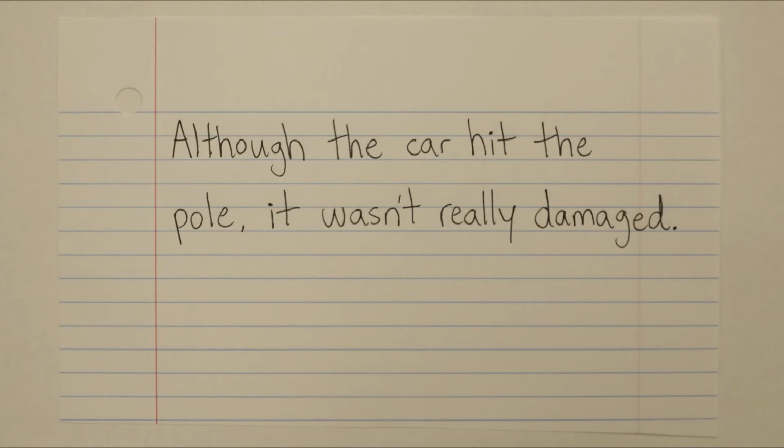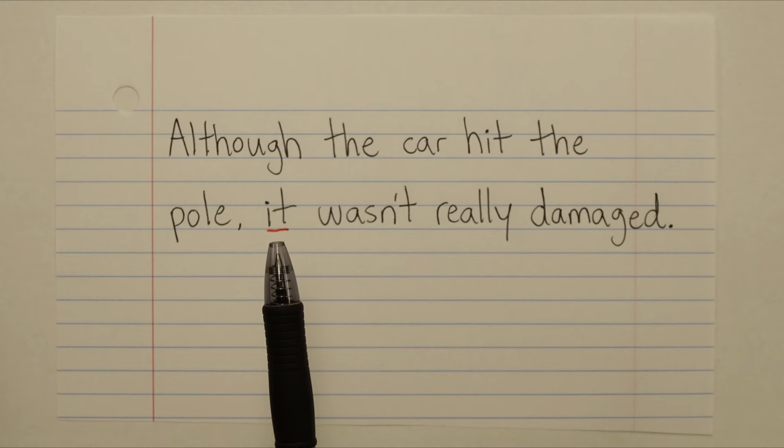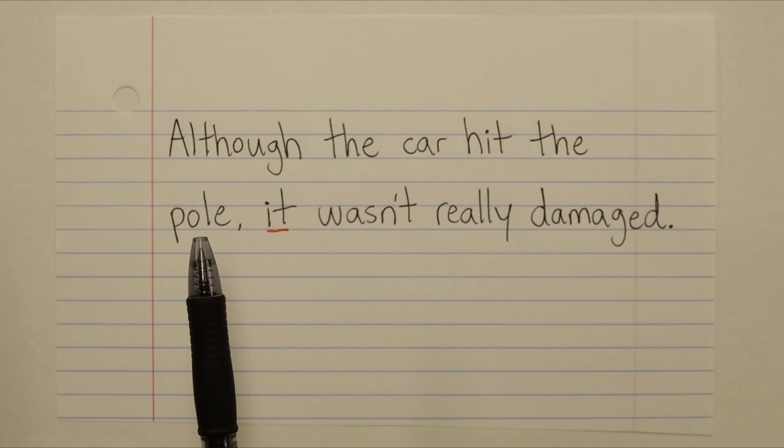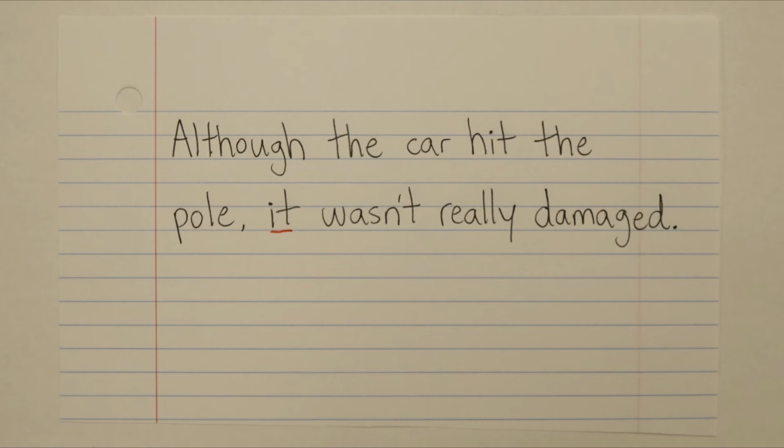Let's try another one. Although the car hit the pole, it wasn't really damaged. Okay, so once again, let's start by finding the pronoun in question. What is the pronoun that might be vague or unclear? Answer is it. And why does it not work? Well, because it could be referring to either the car or the pole. We don't know which of the two wasn't very damaged. Was the car not very damaged? Or was the pole not very damaged? Maybe we can assume that we're talking about the car because that's the thing we're more likely to be worried about in this situation, but we don't technically know that, and that's a problem.